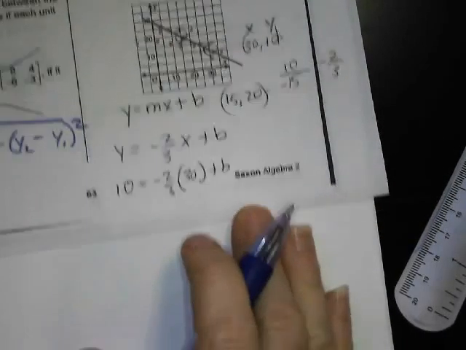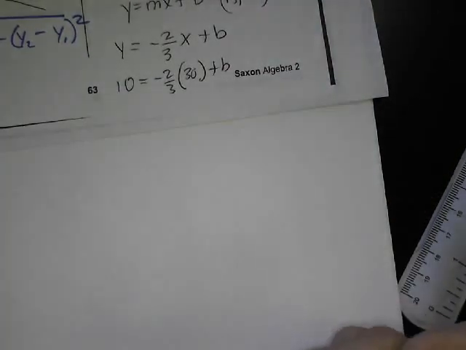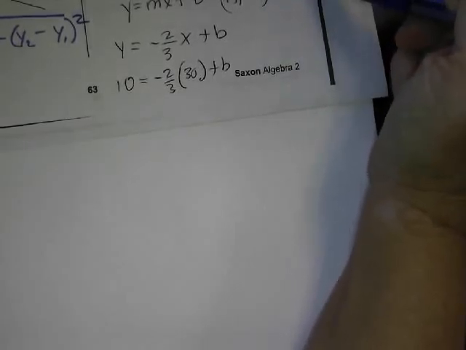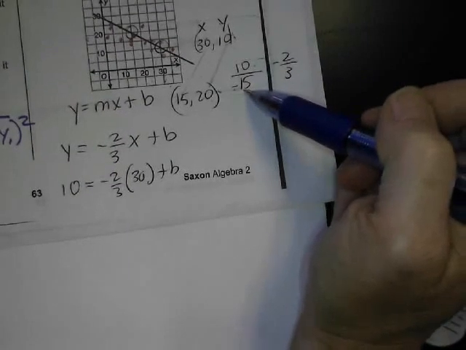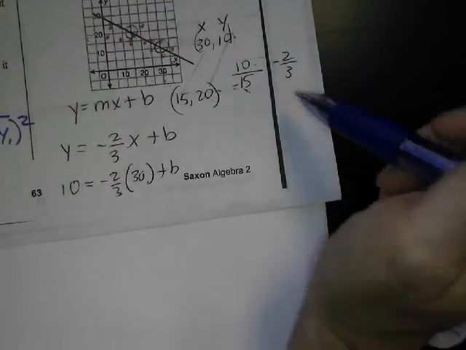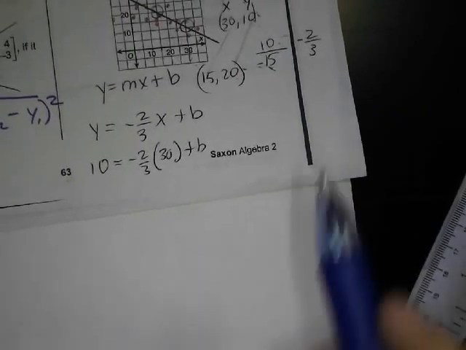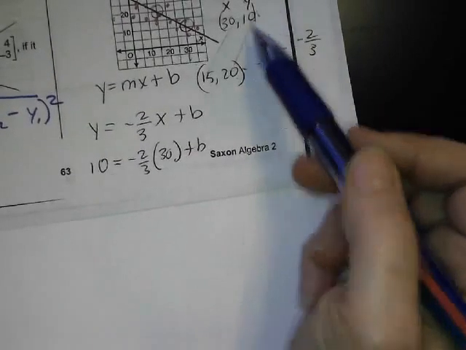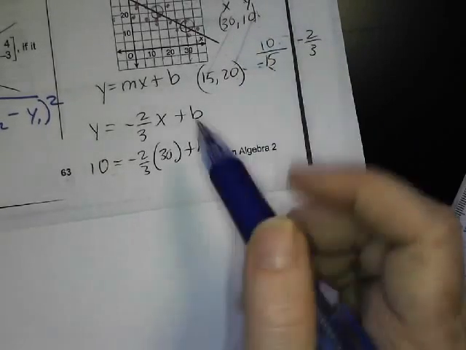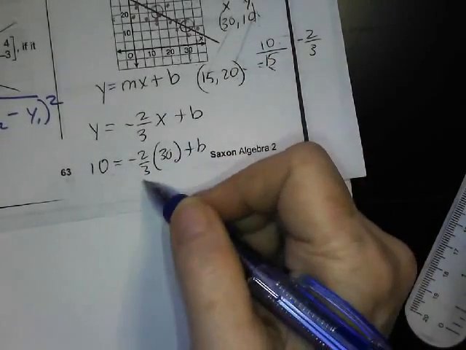Where'd you get the negative 2/3? Okay, I know ours is going to be different, but where'd you get it? I used the slope formula. I subtracted my y's and I got 10, and I subtracted my x's and I got negative 15, and I reduced it, and that was my slope. So you'll have a different slope. And then I plugged one of the 2 points in, whichever one you want. I liked these because they had zeros on them. And then do your math.